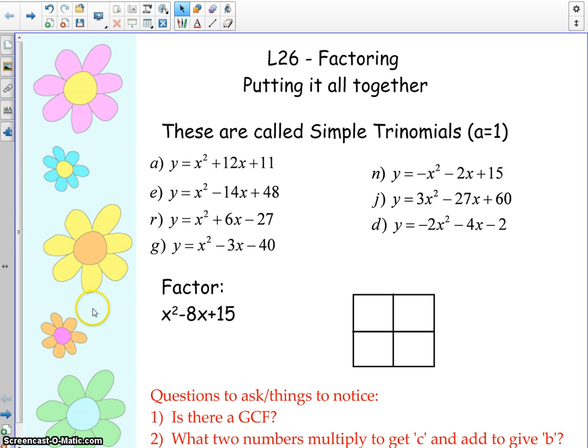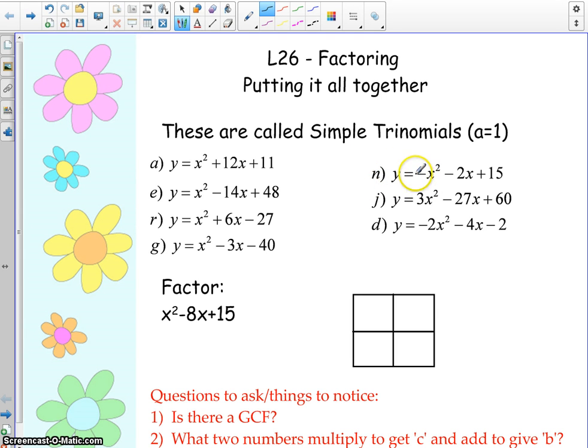The reason we're going to call them simple trinomials is that any a value you see in the equation is going to be 1. Okay, so you'll see that's the case with a, e, r, and g. The a value for all these is 1. It's just 1x squared.